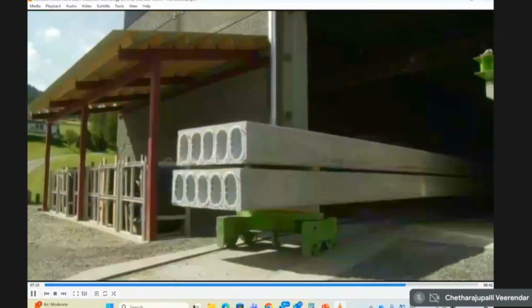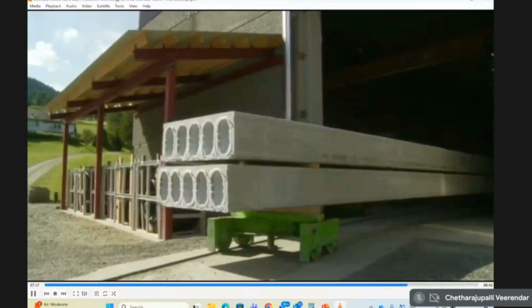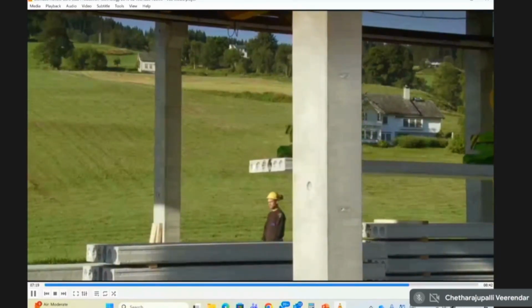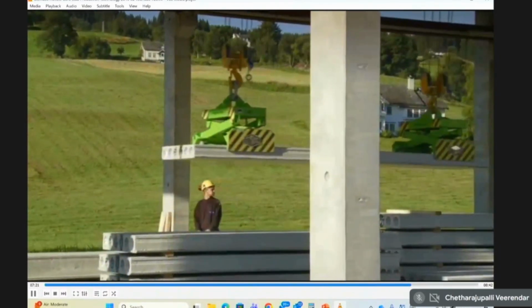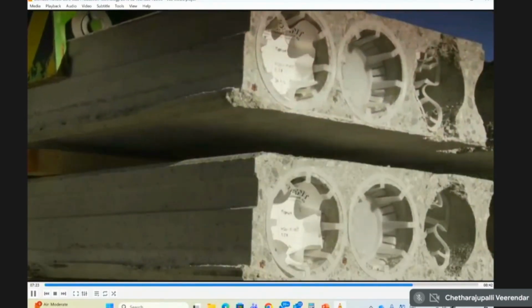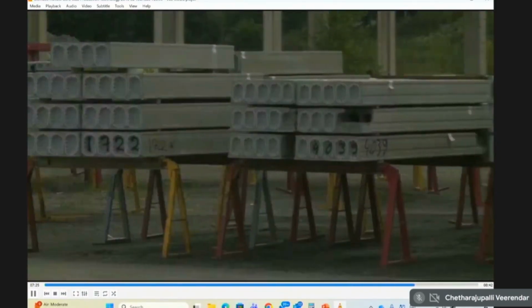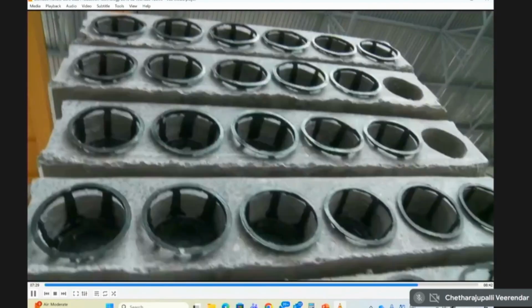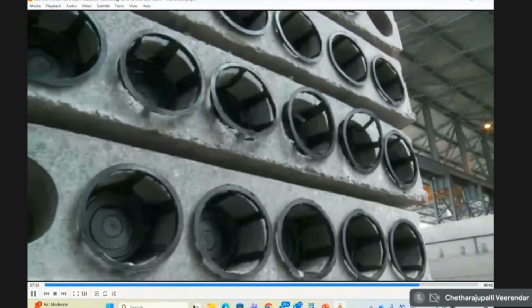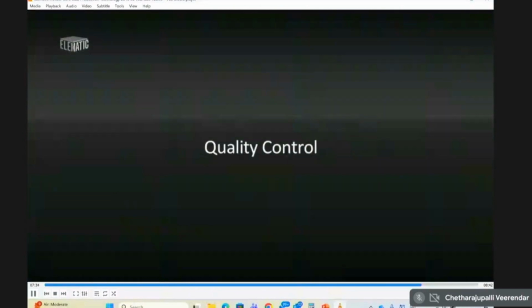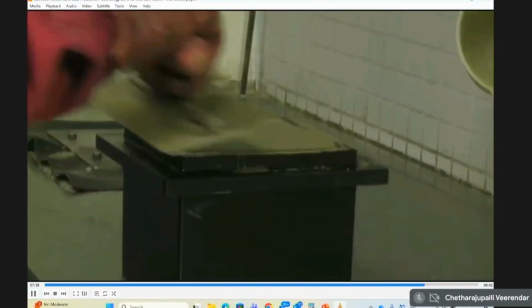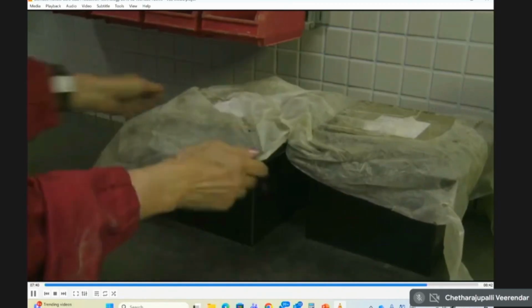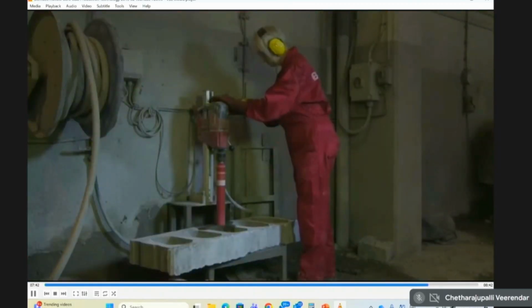So now they are placing this onto a transportation wagon, taking it out into the stockyard. It is stocked in the stockyard, one above the other. Usually 4 to 5 slabs are stacked one above the other, waiting for the next movement onto a truck. So from the factory, once the quality control gives okay, then we are moving this material directly to the site.